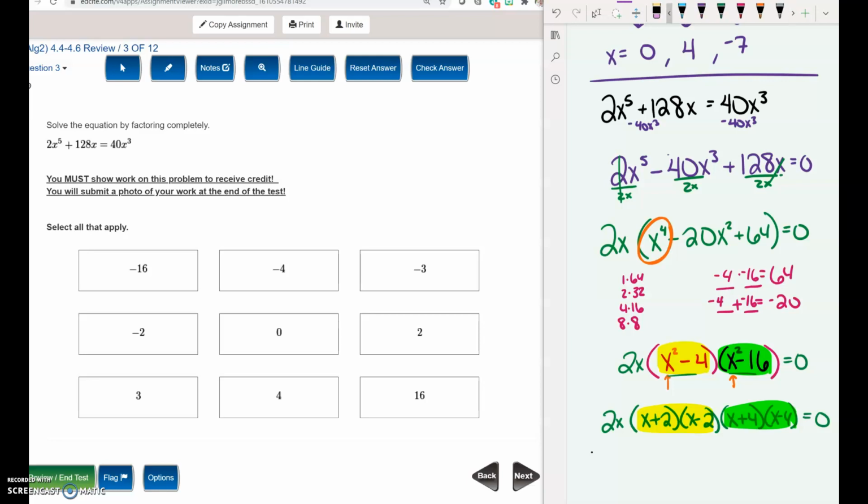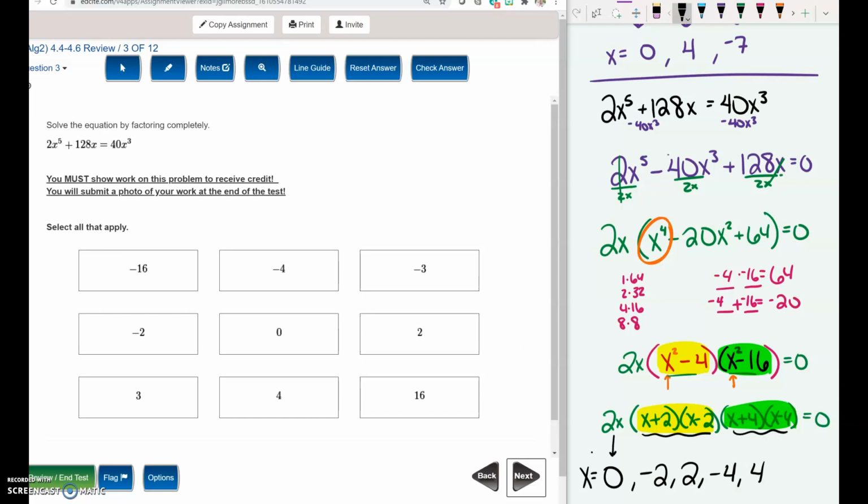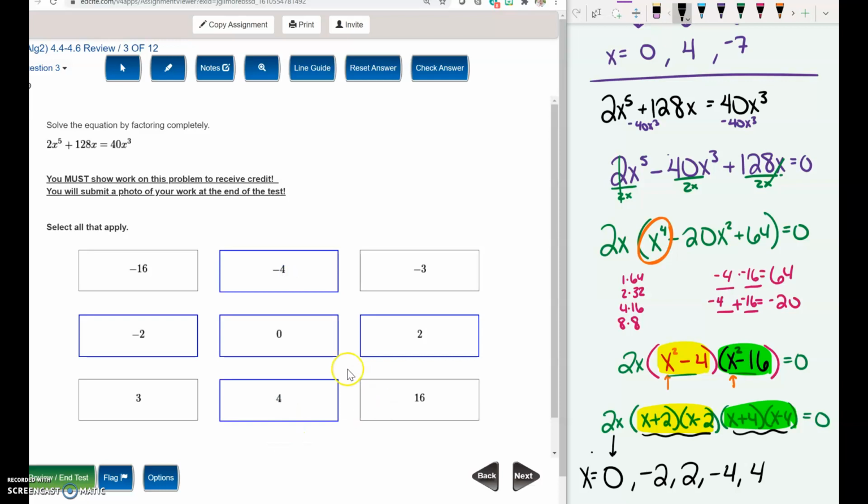Now, all of our solutions. This first part, we've got x equals 0. That's from the 2x. From these two, we've got x equals negative 2 and positive 2. And from these two, we've got x equals negative 4 and positive 4. So on your answers in EdSite, there's this grid with a whole bunch of answer choices. You have to click each one. So 0 is a solution, negative 2 and positive 2, negative 4 and positive 4.